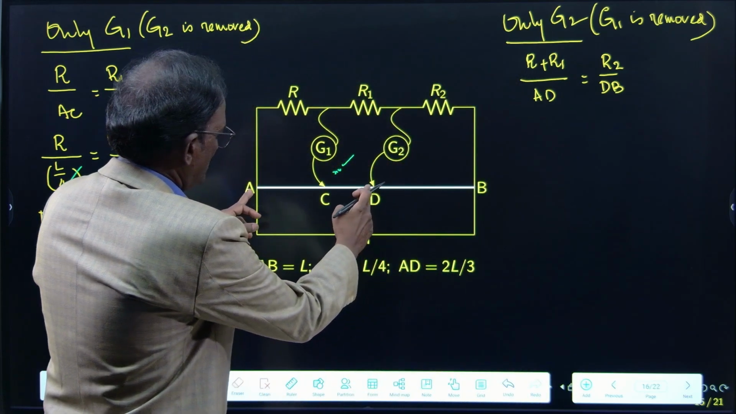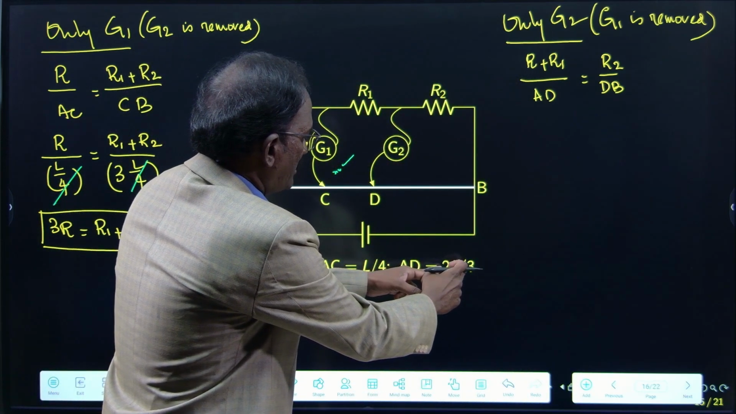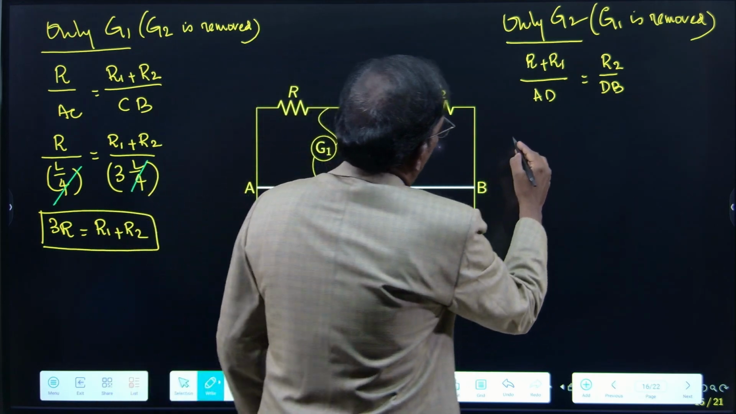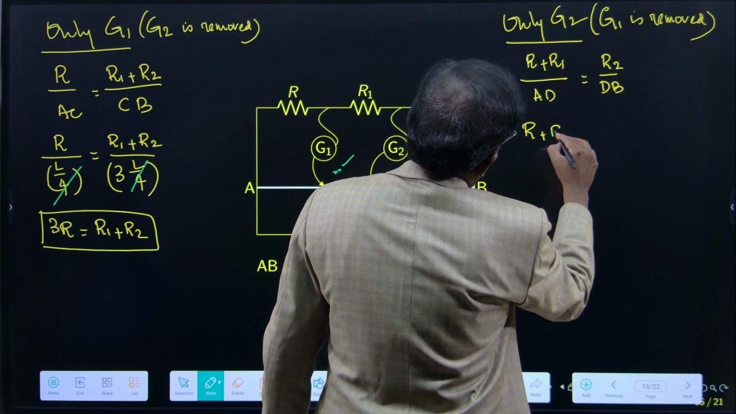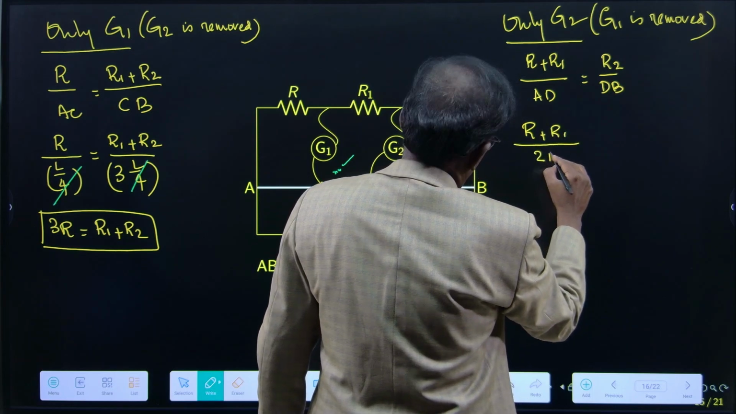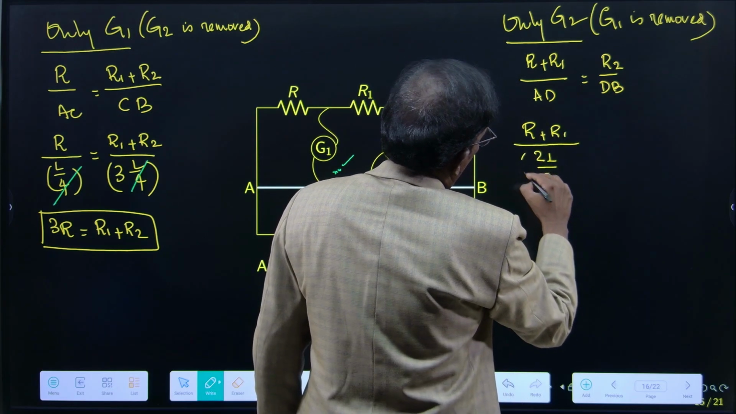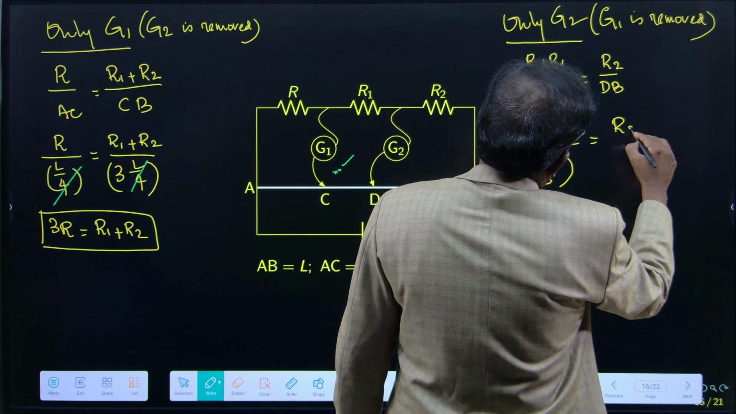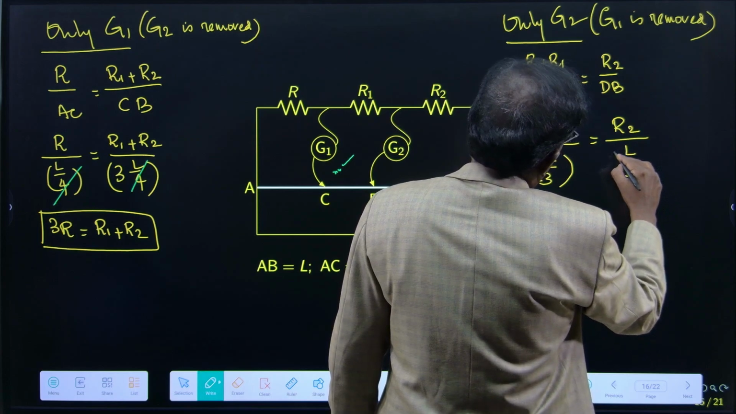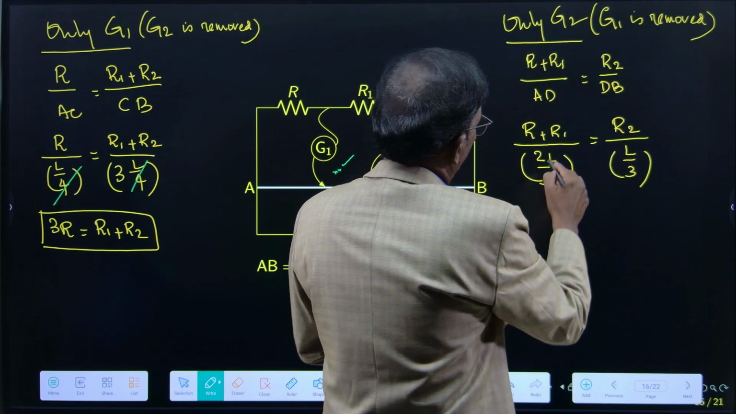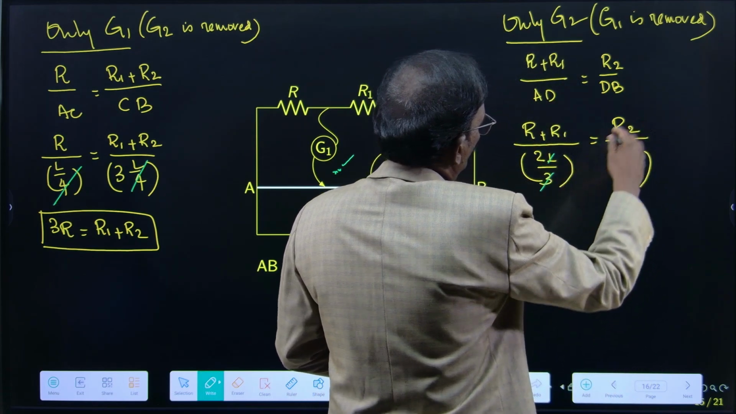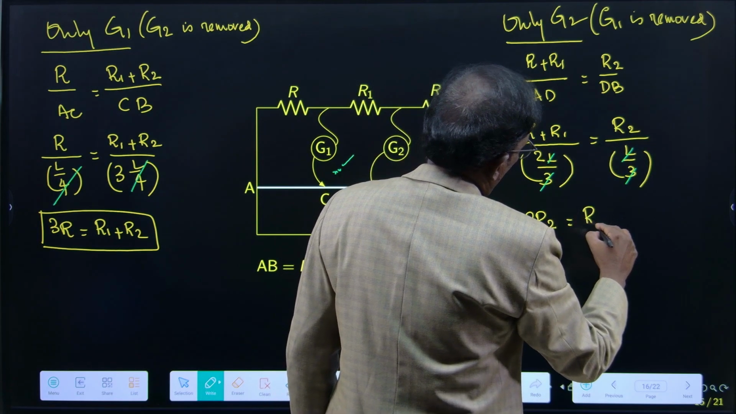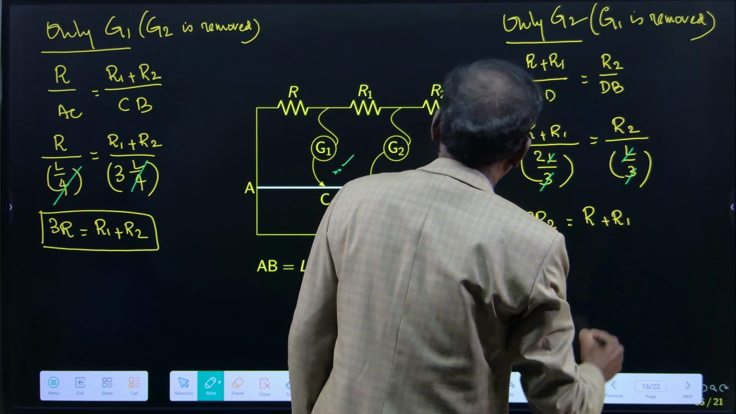Next we will come here. AD is equal to 2/3 of L, that is 2L by 3, so DB is 1/3 of L. R plus R1 divided by AD is equal to R2 divided by 1/3 of L. So L by 3 we can remove. Cross multiplying, 2R2 is equal to R plus R1.